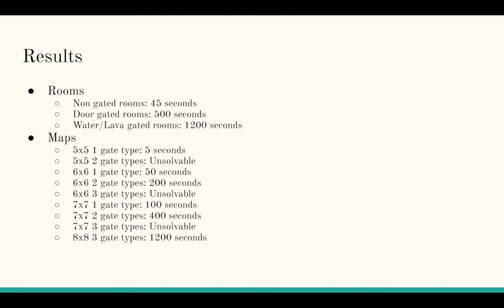And now the maps. So the map system, creating the actual graph. I can't make anything smaller than 5 by 5. It will be unsolvable. For 1 gate, it takes about 5 seconds. For 2 gates, it's unsolvable. For 6 by 6, 1 gate's around 50 seconds, 2 gates around 200 seconds, 3 gates, unsolvable again. You see a similar pattern with the 7 by 7. You can get all the way up to 3 gates is also unsolvable, but then the 8 by 8 is solvable, 1,200 seconds.